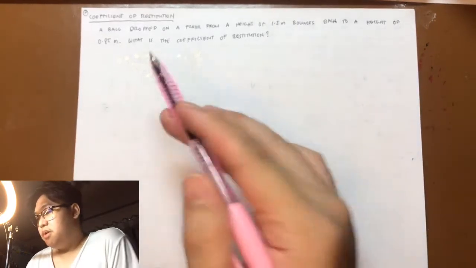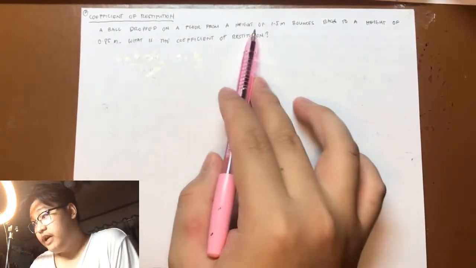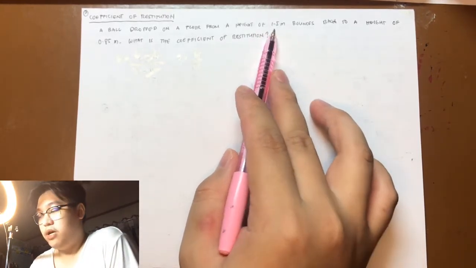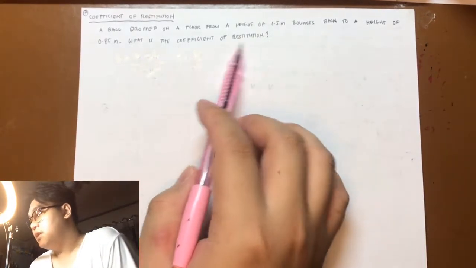So, sabi dito sa problem, a ball drops on the floor from a height of 1.5 meters and bounces back to a height of 0.85. What is the coefficient of restitution?